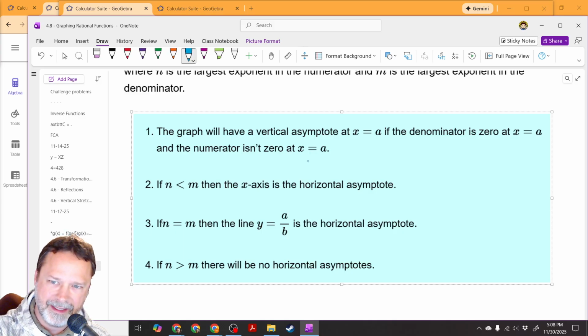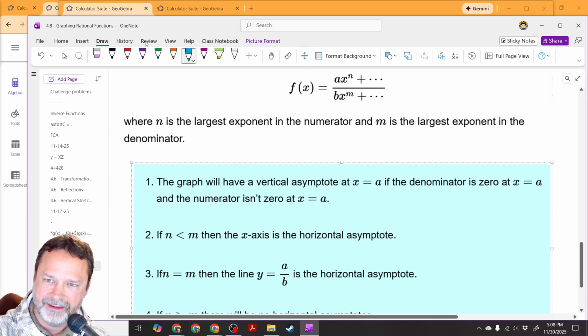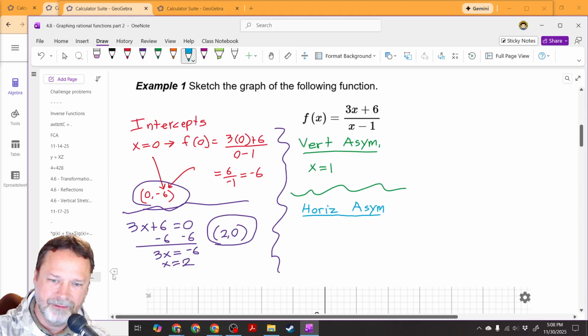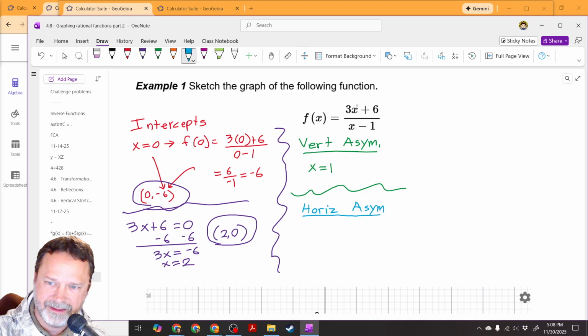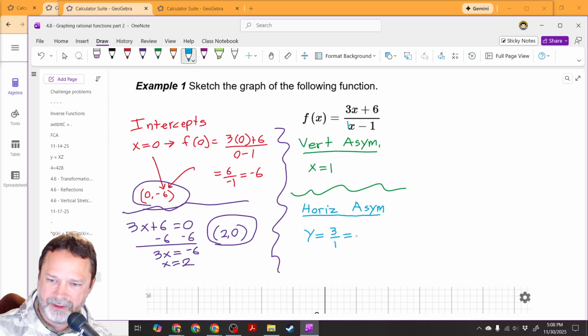So what is our case? We're looking at this here. What do we have? We have same degree. They're both a x to the first power. So we're going to take those coefficients. We can pretend like there's a 1 in front of this x. So we're going to have a horizontal asymptote at y equals 3 over 1, or just y equals 3. Y equals 3 is our horizontal asymptote.